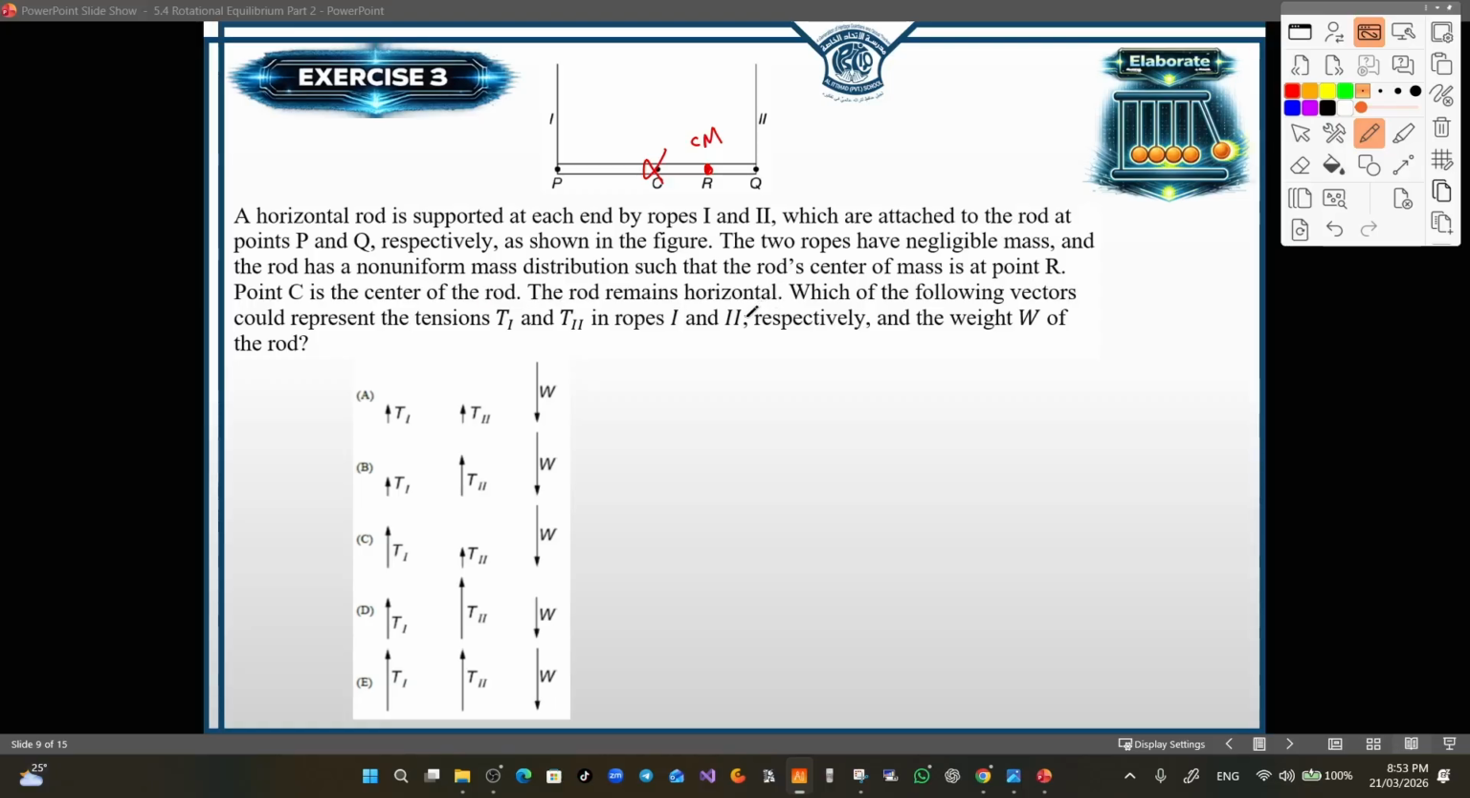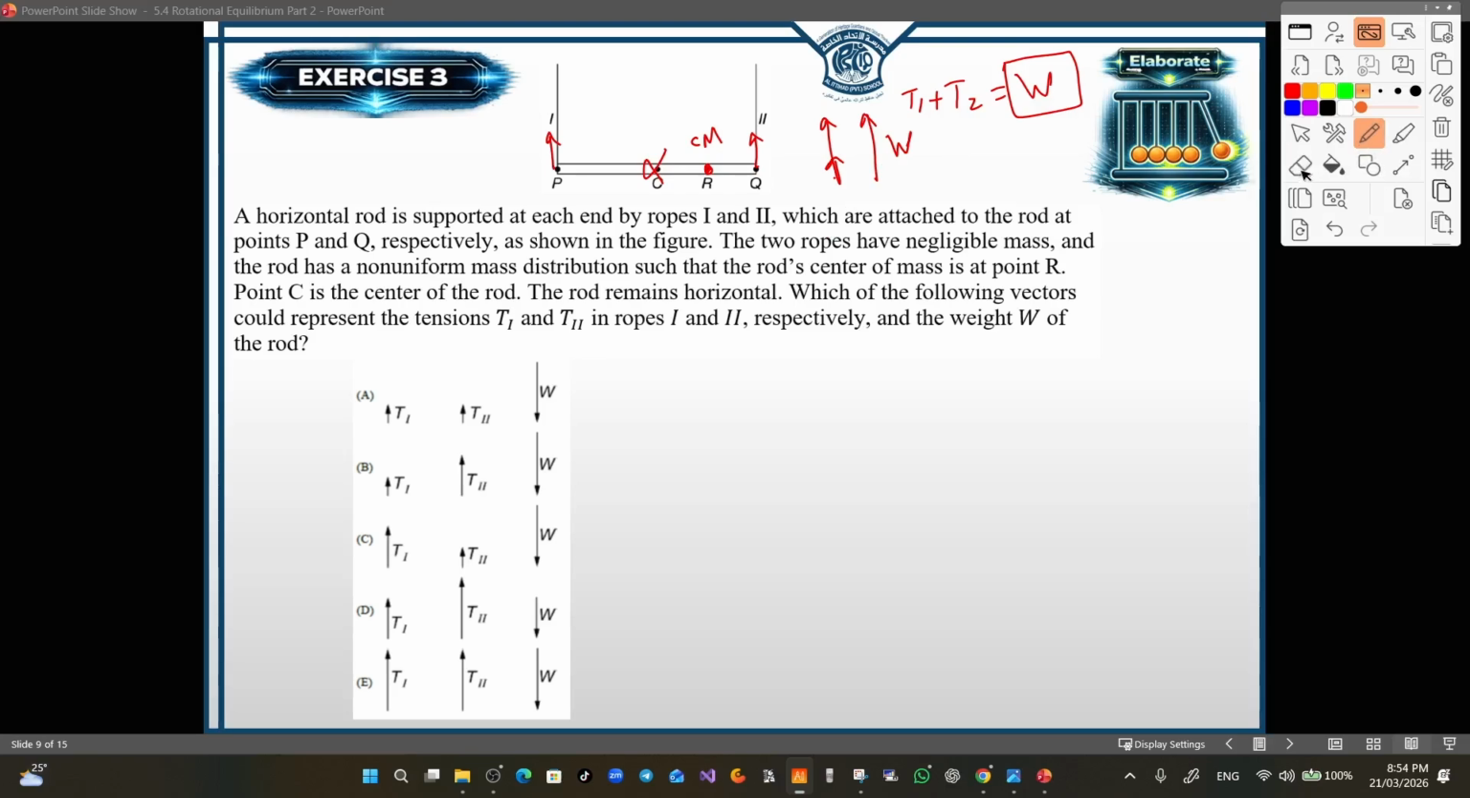The rod remains horizontal. Which of the following vectors could represent the tensions T1, T2 in ropes 1 and 2 respectively, and the weight? Now remember from the previous exercise, we found that T1 plus T2 is equal to W, which means W should be greater than T1 and T2. Vectorially, this can be represented in this way. So let's assume that the direction of T1 and T2 is upward. The summation of T1 and T2 should be exactly equal to W. T1 is not necessarily equal to T2 due to the non-uniform distribution of the masses, but for sure W is always equal to the summation of the two vectors.